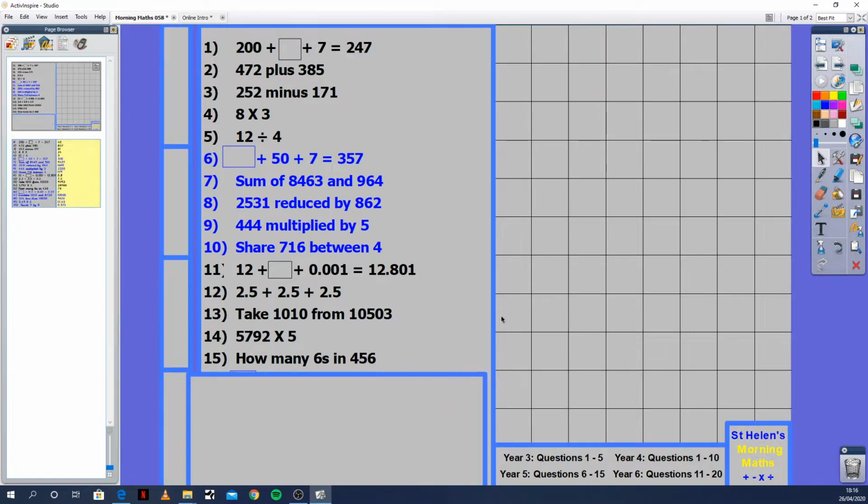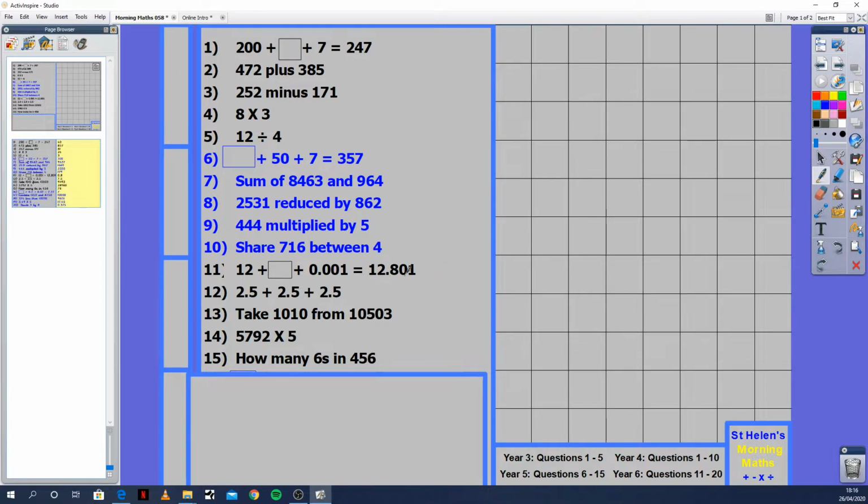Okay. It's the same questions as earlier. We've got 12 plus what plus 0.001. It's a bit more difficult now because they've got decimal places. I suppose if you're going to go into Year 5, you're going to have to start partitioning the numbers in your head. You can write 10 plus 2 plus 0.8 plus 0.0 plus 0.001.